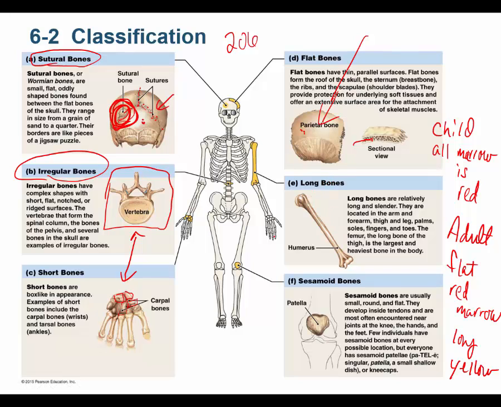Long bones are what they sound like. They're long, like your humerus and your femur. So these are long bones. And then we have sesamoid bones, or floating bones. Now you might think the kneecap, or patella, is the only floating bone in your body, but it's not.